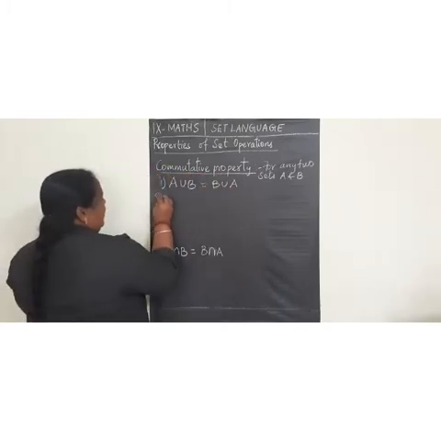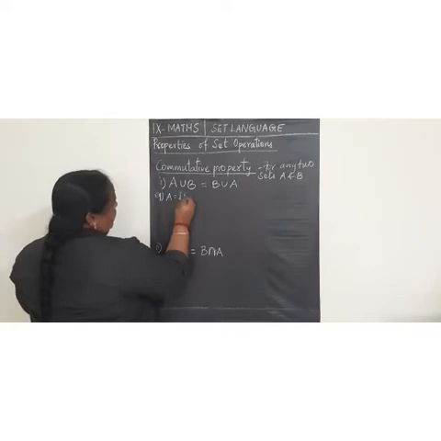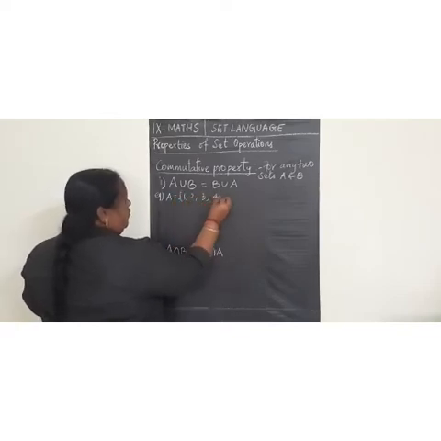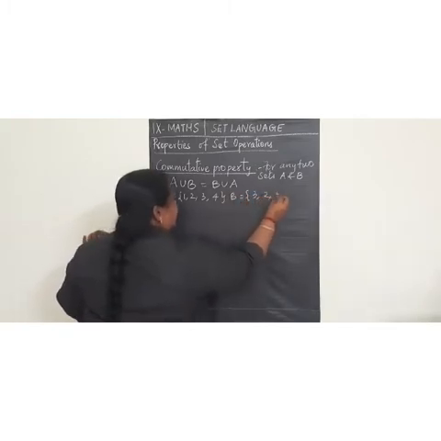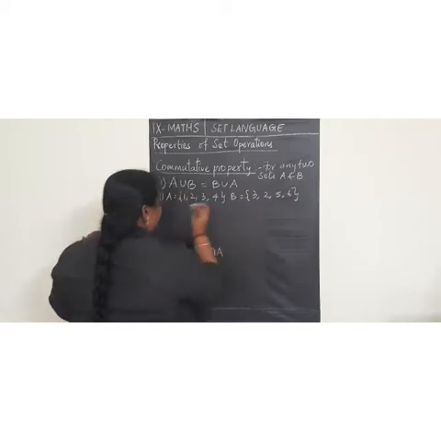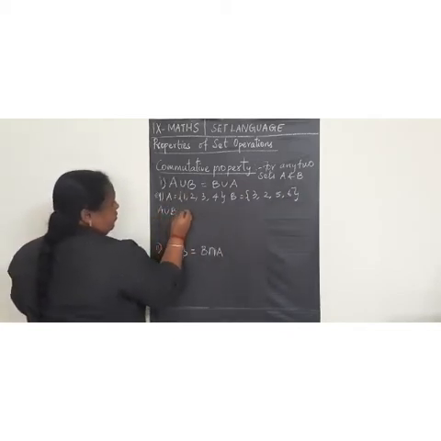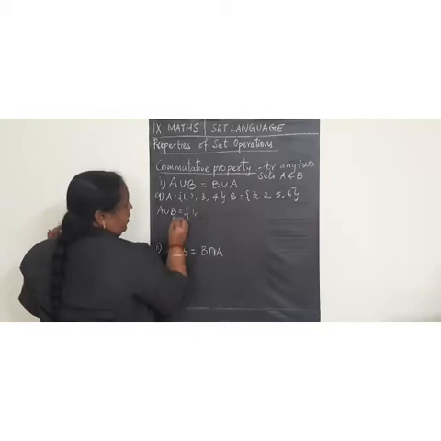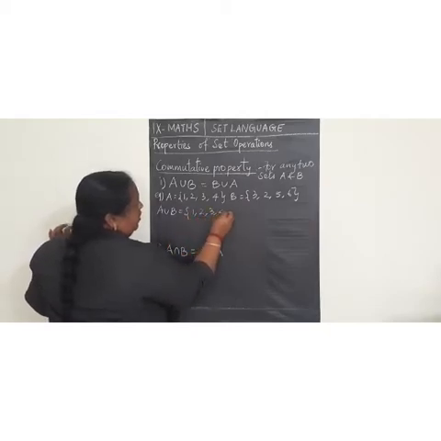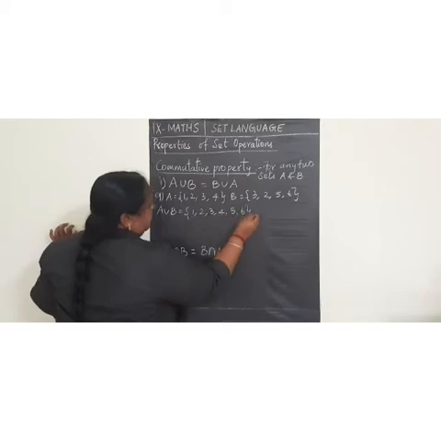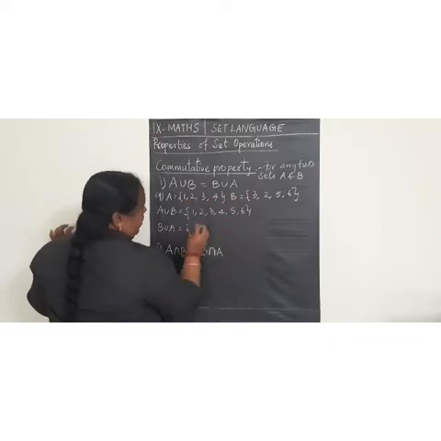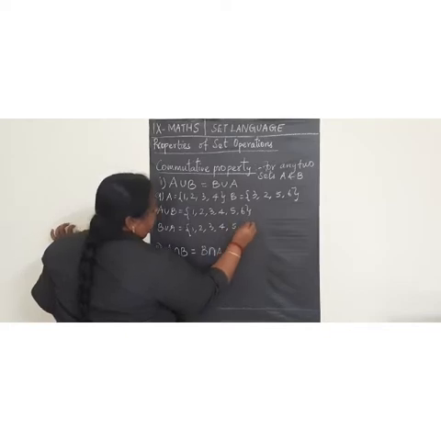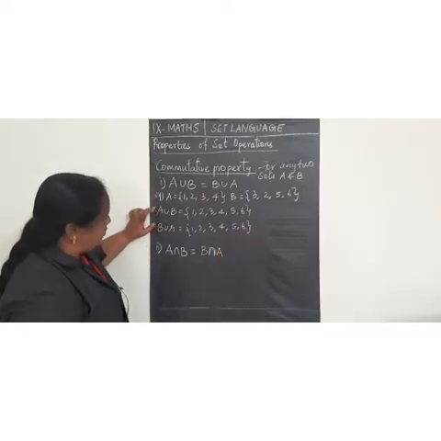For the first example, we take A equal to 1, 2, 3, 4 and B equal to 3, 2, 5, 6. A union B means we combine both and write it. The elements we get are 1, 2, 3, 4, 5, 6. B union A, we also combine and write: 1, 2, 3, 4, 5, 6. So A union B is equal to B union A.